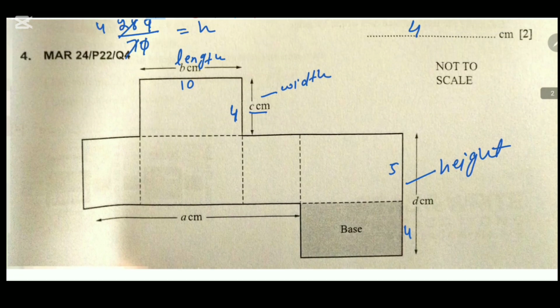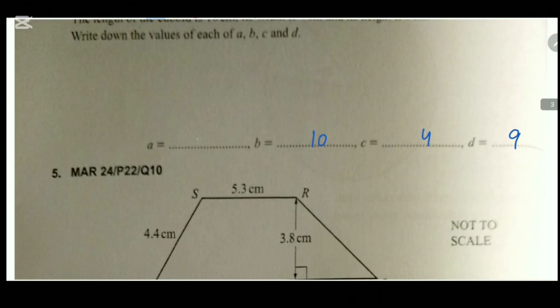What is A? This side is 10, because this is 10, so this will also be 10. Now this is the width, that is 4, and this is the width, that is also 4. So how will you get A? 10 plus 4 plus 4 is 18. 18 is the value of A.